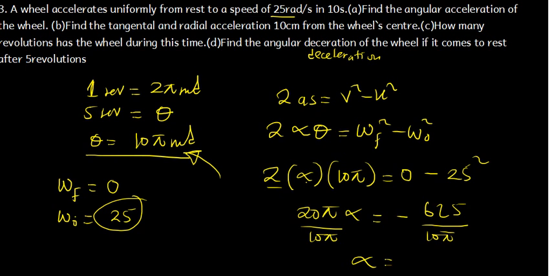So that is going to give us a value of negative 19.89. So this is angular acceleration. It's negative because it's going to rest, so it is in radians per second squared. Alright, so that becomes the value in this case.